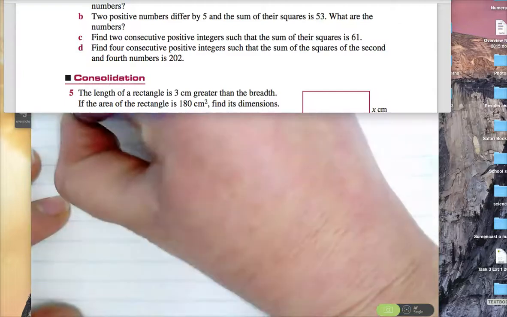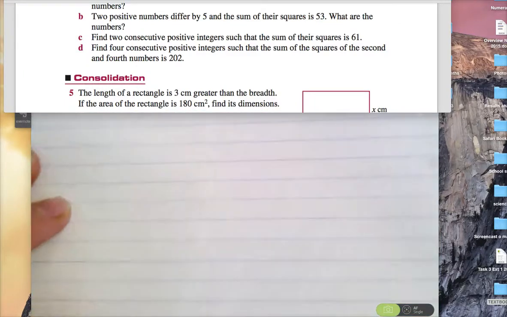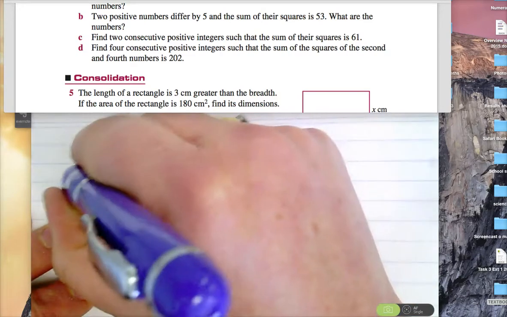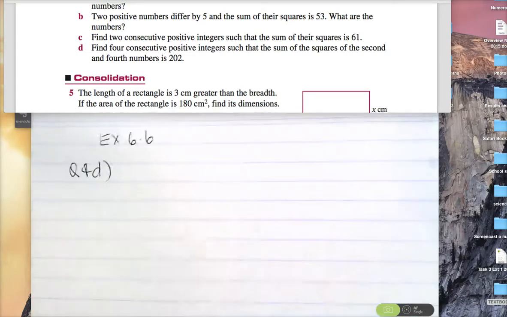We're still looking at exercise 6.6 homework problems, and the first problem is question 4D. You can see question 4D up there on your screen.